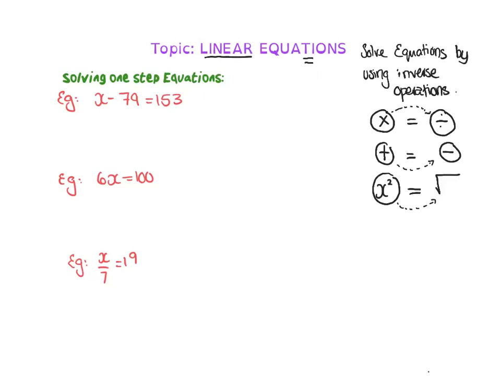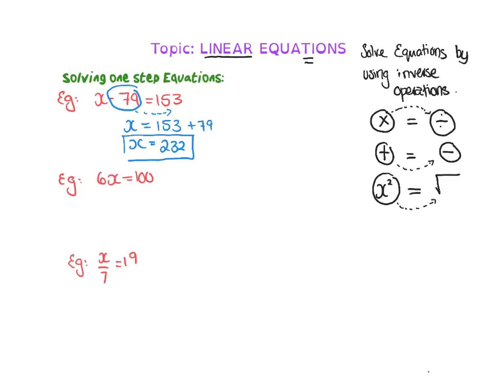One-step equations mean we only have to do one thing to solve it. If we look here, we want to get x by itself, so we're going to move the minus 79 onto the other side. If we move it to the other side, we're left with x, and the opposite to subtracting 79 is adding 79. Then we simply add them and we get 232, and there's our answer. So we'll put a square.